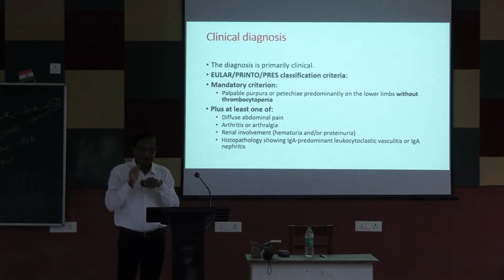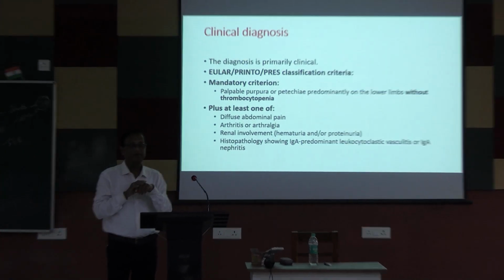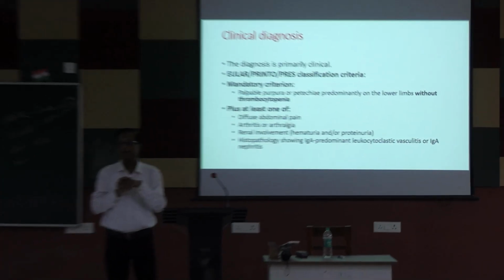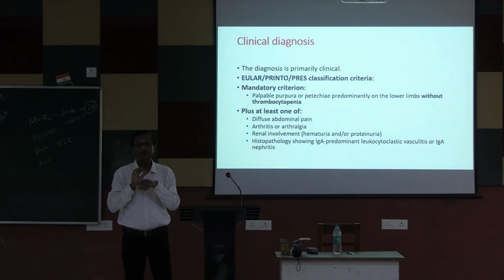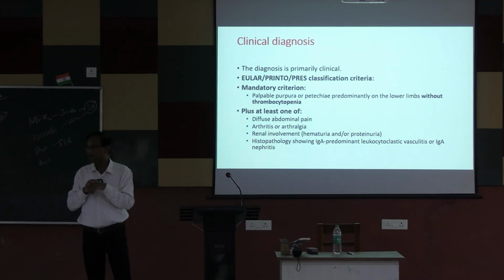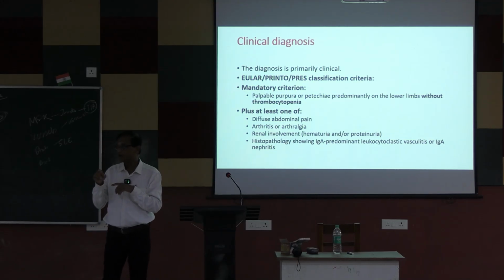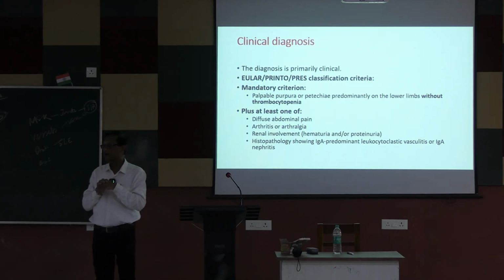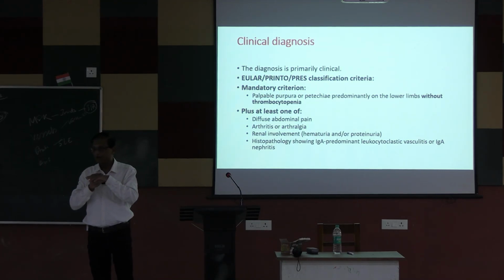And if it is raised from the skin, then it is called palpable purpura. And palpable purpura is a manifestation of vasculitis, small vessel vasculitis. So palpable purpura is classically seen in SLE, and classically in Henoch-Schönlein purpura or IgA vasculitis. So that is palpable purpura, which is palpable clinically.